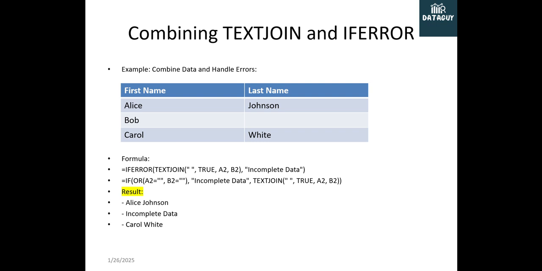In line number 2, where you have Bob and the last name is blank, if you apply the formula we used earlier, IFERROR TEXTJOIN with the space, TRUE, A2, B2, and "Incomplete data", you'll notice it says incomplete data. But when you actually apply it in Excel, it's going to say Bob. Technically it's not wrong, but if you wanted your output to call it incomplete because the last name is missing, then you'll apply the second formula.